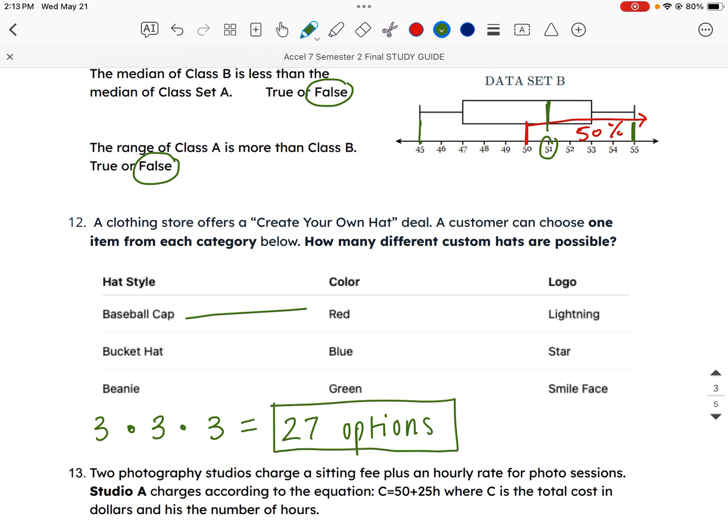If it asks me something more specific, like, what is the probability of getting a baseball cap with a star or something like that, then I might have to write out all the different lists. But right now, since it's just asking how many hats are possible, I can just multiply the different outcomes for each event to get the total.